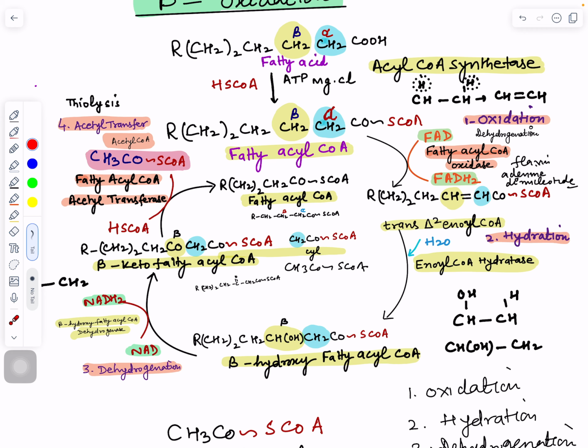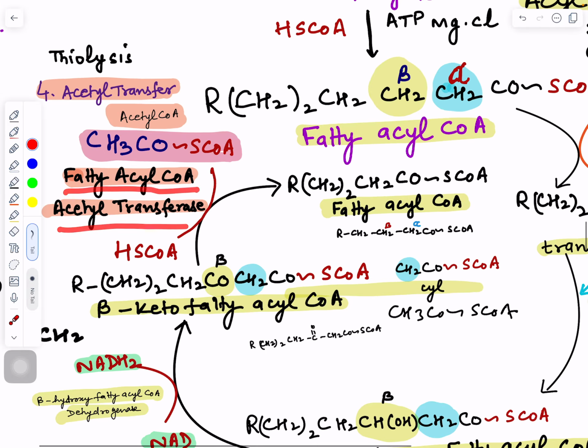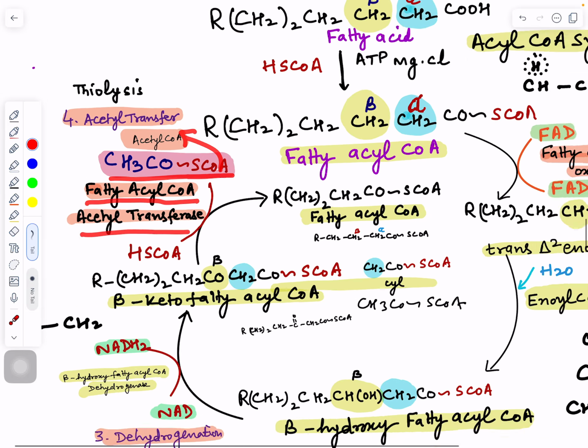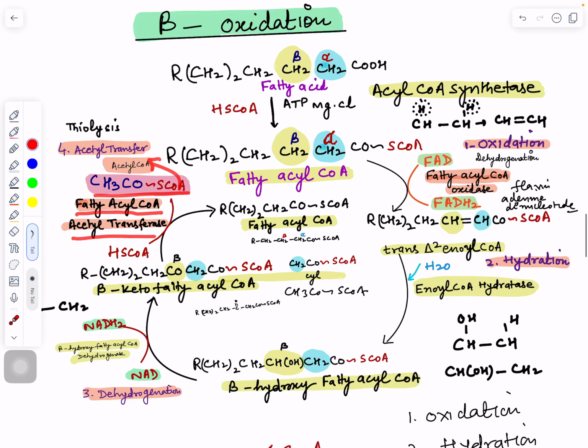And here NADH2 is being produced, and here the enzyme involved is fatty acyl coenzyme A acetyl transferase, and this is the acetyl coenzyme A which is being removed. This can enter into the Krebs cycle or for ketone formation. So this is about beta oxidation.